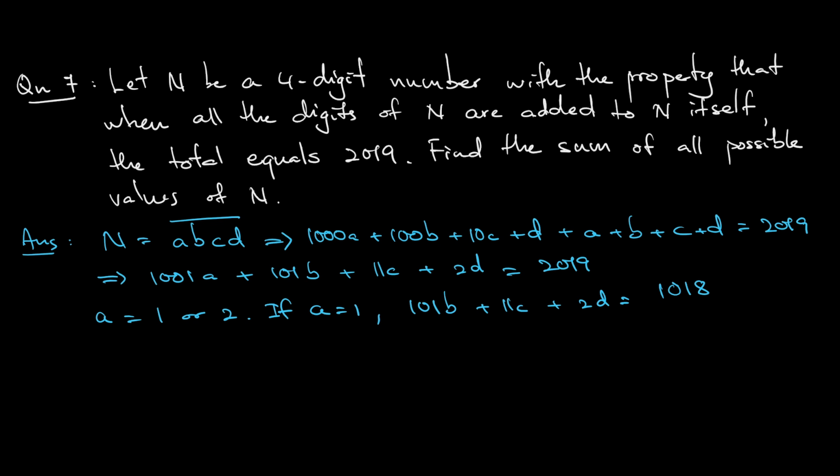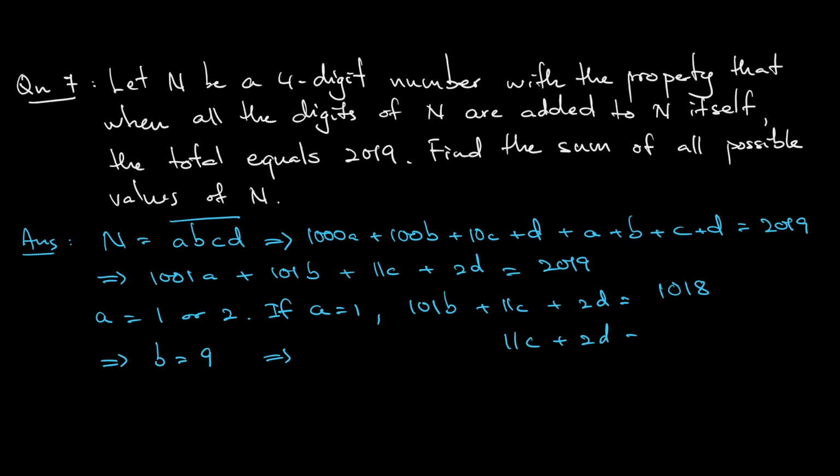Okay, so here more or less the same logic. B needs to be 9, because if B is only 8, this is 808. Even though C is 9 and D is 9, the sum will not top up to become 1018. So here it forces B to be 9.